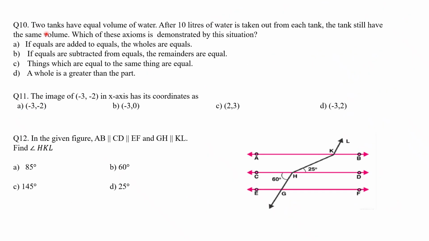Question number 10. Two tanks have equal volume of water. After 10 liter of water is taken out from each tank, the tanks still have the same volume. Which of these axioms is demonstrated by this situation?